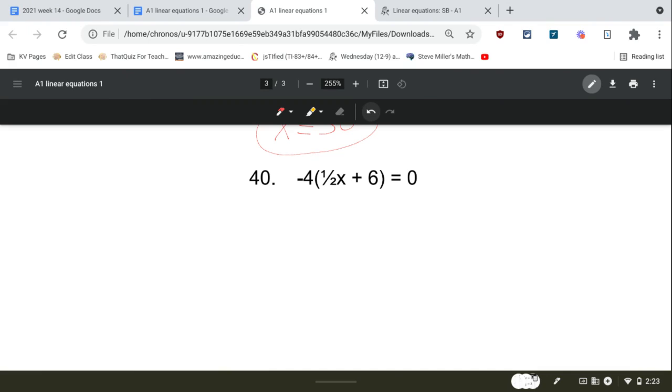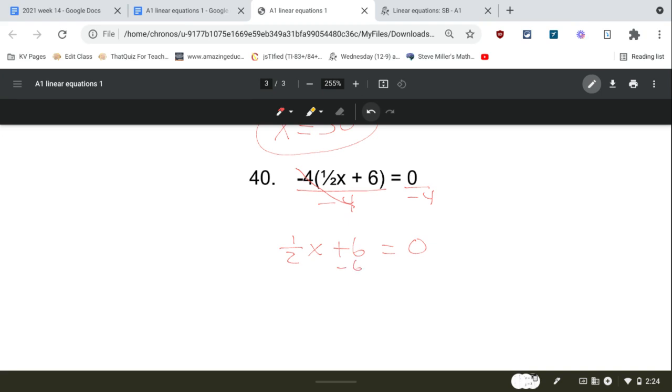All right, number 40. Let's see. On this one, I could go ahead and distribute the negative 4 in, or I noticed that 4 will divide evenly into 0. I'm just going to divide this equation by negative 4. I've got negative 4 times all this stuff, so I'm just going to divide by negative 4 to cancel it out. Negative 4 divided by negative 4. And that leaves me with 1/2 x plus 6, and that's still equal to 0 on the right-hand side. 0 divided by negative 4 is still 0.